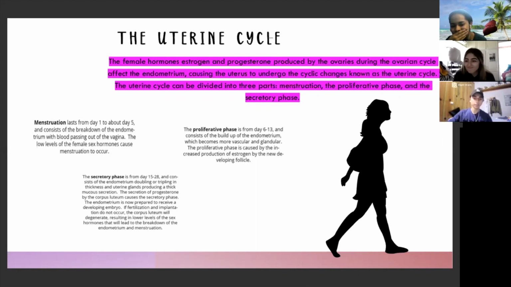The secretory phase is from day 15 to 28 and consists of the endometrium doubling or tripling in thickness and uterine glands producing a thick mucus secretion. The secretion of progesterone by the corpus luteum causes the secretory phase. The endometrium is now prepared to receive a developing embryo. If fertilization and implantation do not occur, the corpus luteum will degenerate, resulting in lower levels of the sex hormones that will lead to breakdown of the endometrium and menstruation.